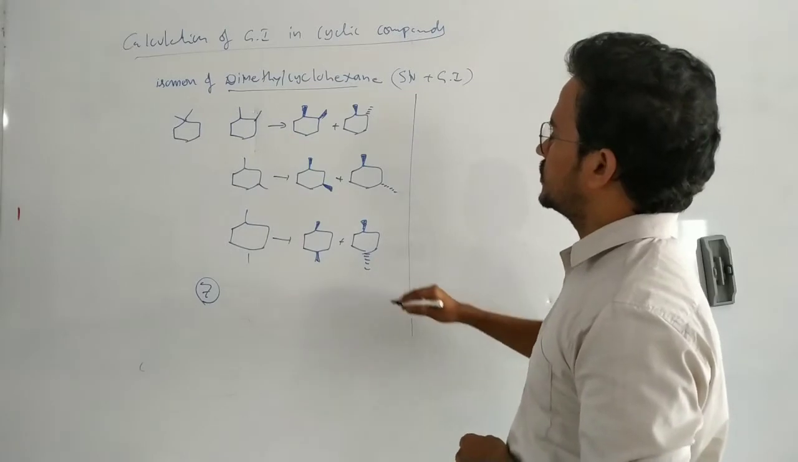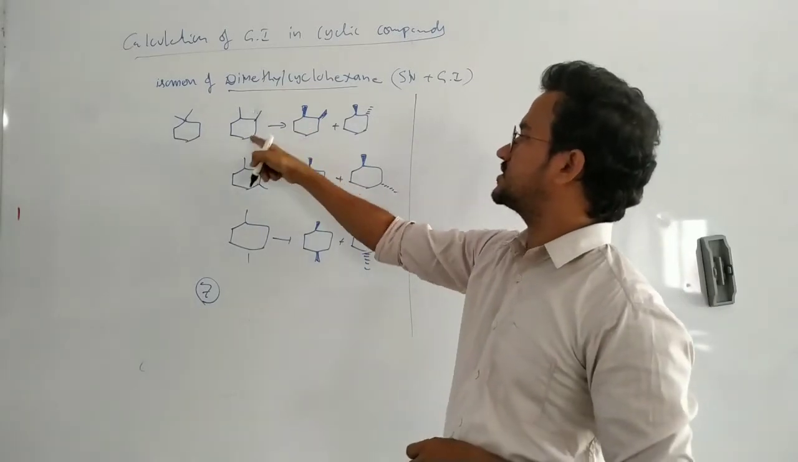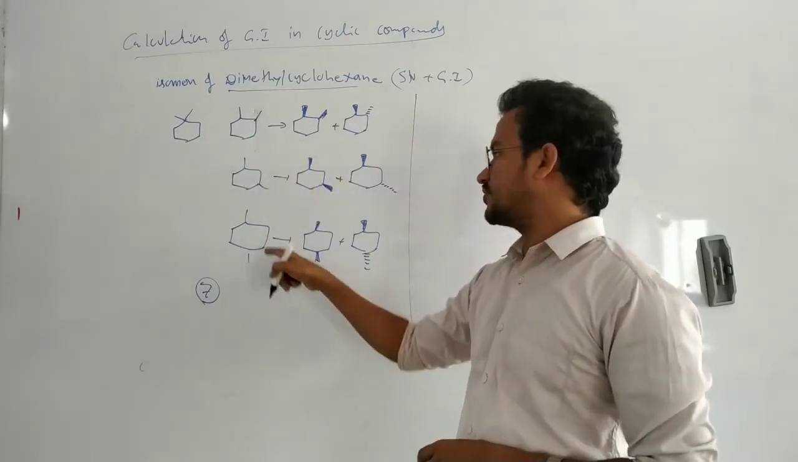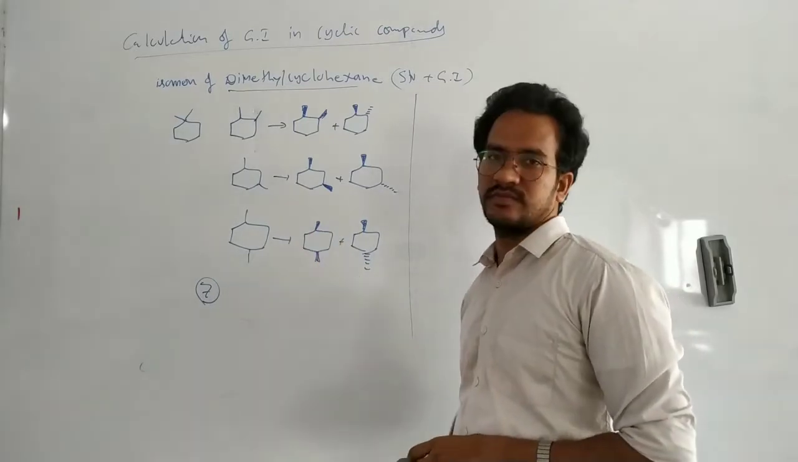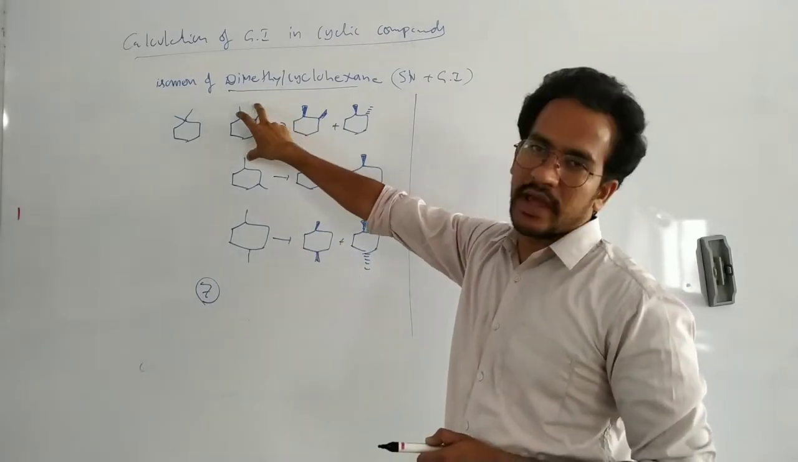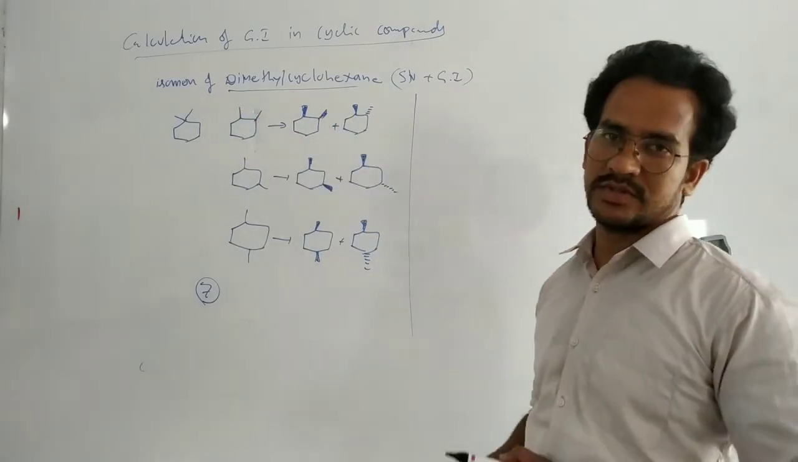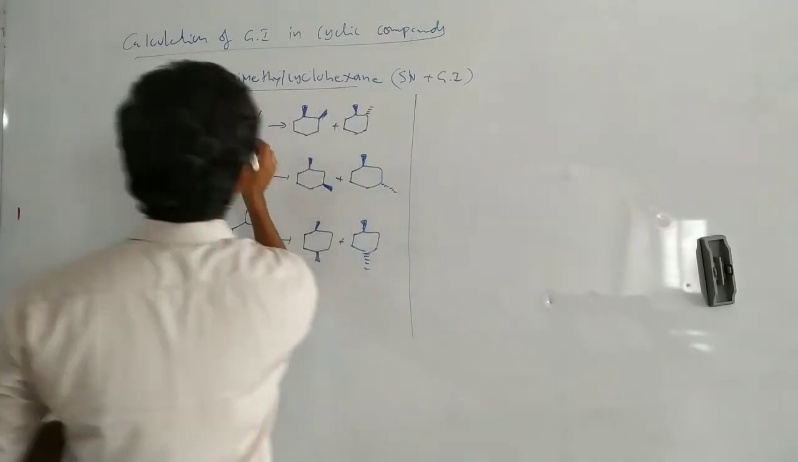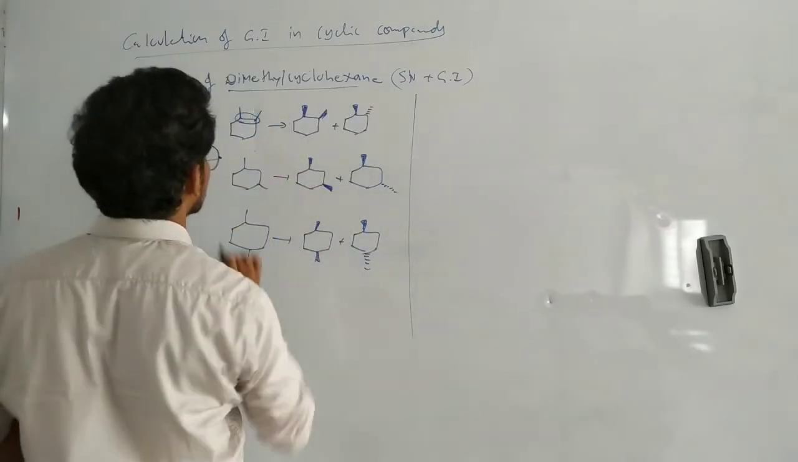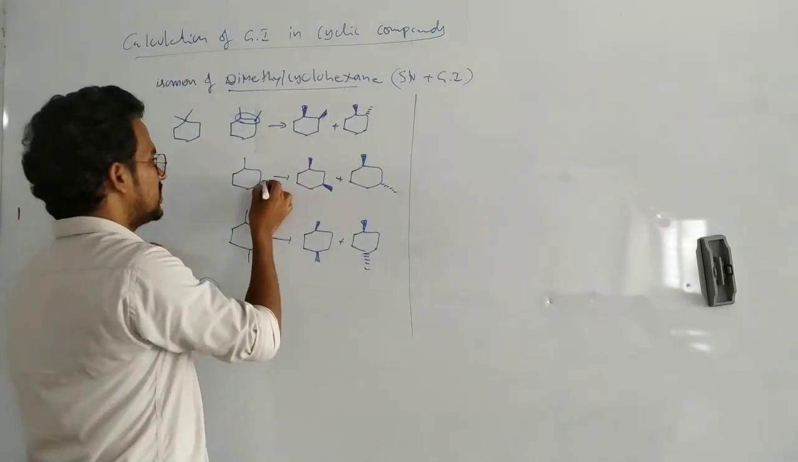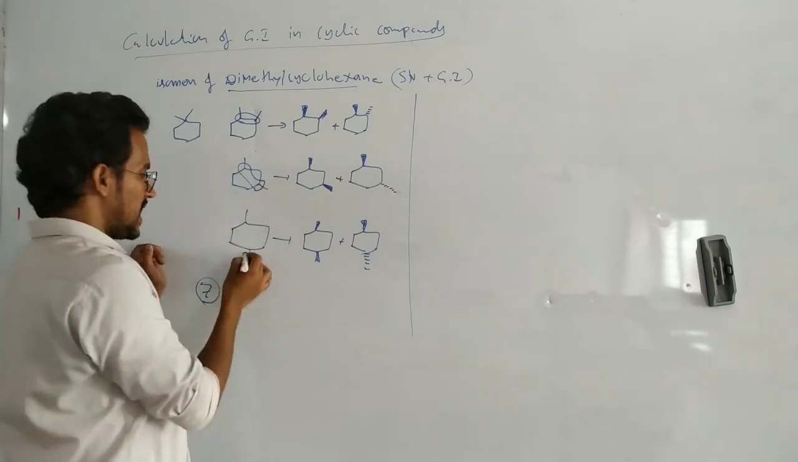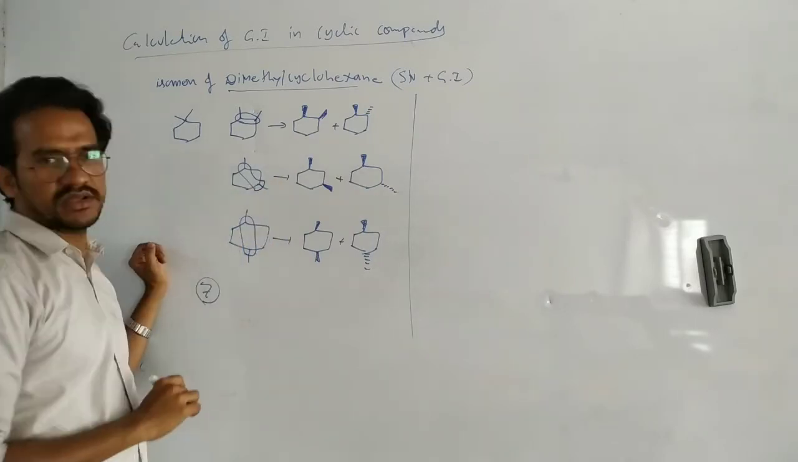Okay. So here 1,2 exists in a cis-trans, 1,3 exists in a cis-trans, 1,4 exists in a cis-trans. So only for 1,2 dimethyl cyclohexane we have two geometrical isomers. That means here, this can be considered as one stereogenic center, and this can be considered as one stereogenic center.